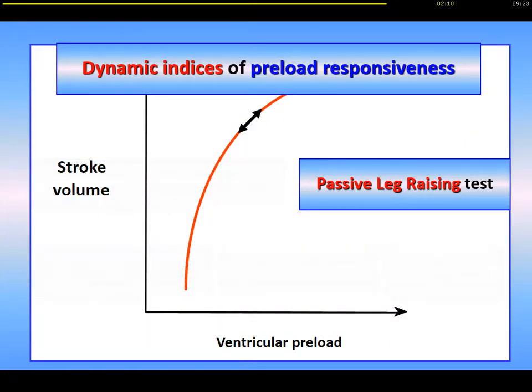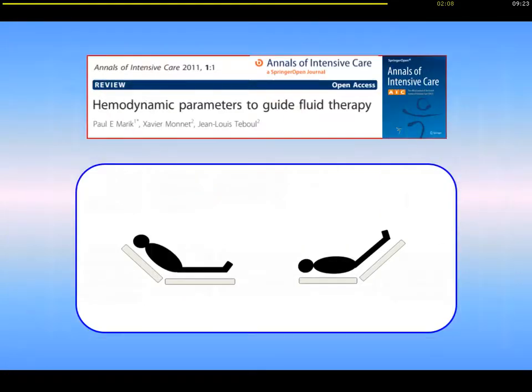Also, we can use passive leg raising. This is a test you can use in intubated patients or non-intubated patients, whatever. And this test consists in moving not the legs of the patients, but the bed of the patients from a semi-recumbent position, which is a natural position in the ICU, to a position where the trunk and the head are horizontal and the legs elevated at 45 degrees.